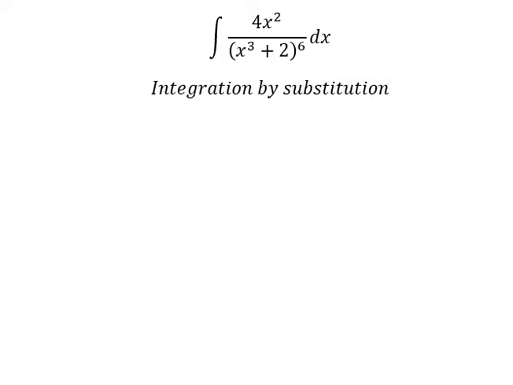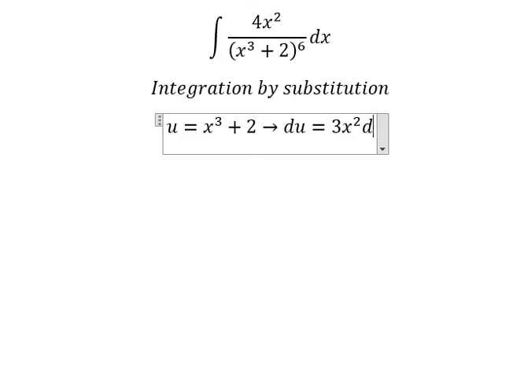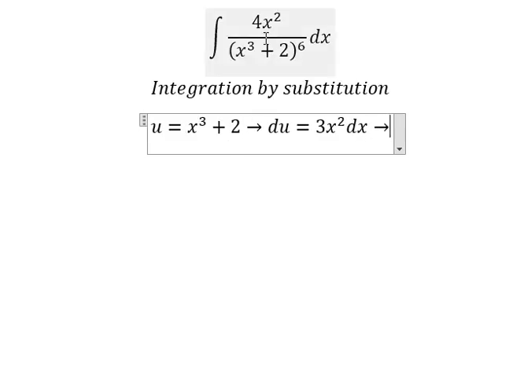So I will put u equals to this one. Later we do the first derivative for both sides. First derivative of x to the power of 3, we have 3x squared. This one is the constant, so you get 0 in here. Because we don't have number 3, we need to divide both sides by number 3.